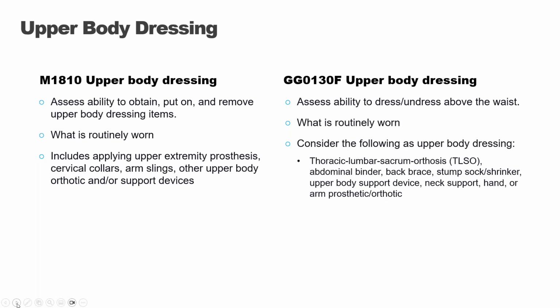But again, more granular, GG0130F, upper body dressing, is the ability to dress or undress above the waist, again looking at what is routinely worn. And then consider the following as upper body dressing: a thoracic, lumbar, sacral orthotic device, an abdominal binder or back brace, a stump or sock shrinker, upper body support device, neck support, hand or arm prosthetic or orthotic. So there's a lot to consider with that one.